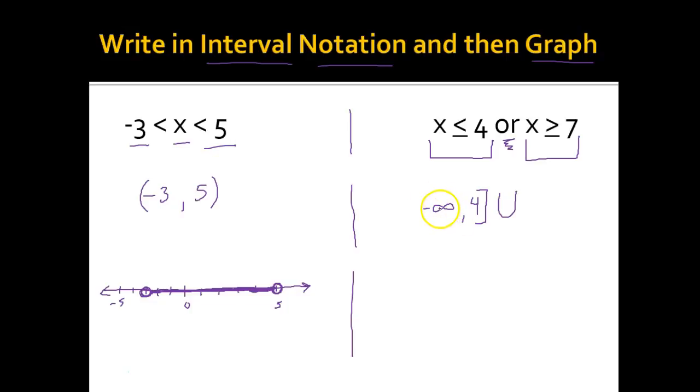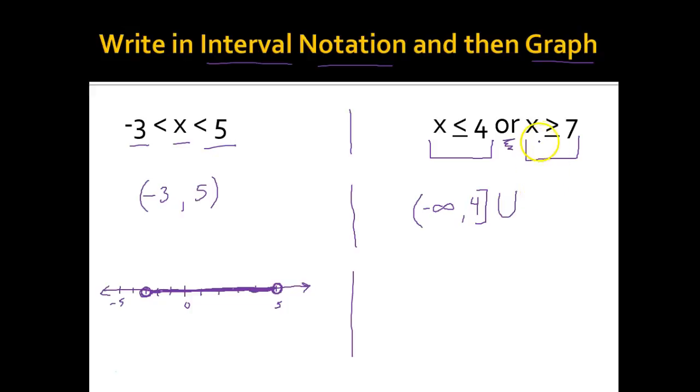That's just a symbol that means keep going down and down and down as far as you want, or as far as you can. There's no limit to how small x can be. Because negative infinity is not an actual number, but more like a concept or an idea, we'll put our parenthesis on that side. It's just indicating a direction that all the numbers x could be are in that direction.